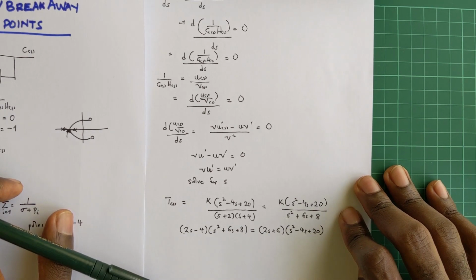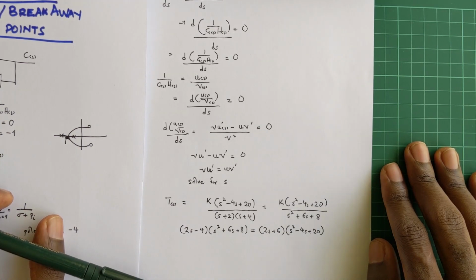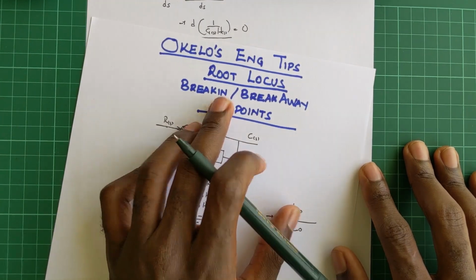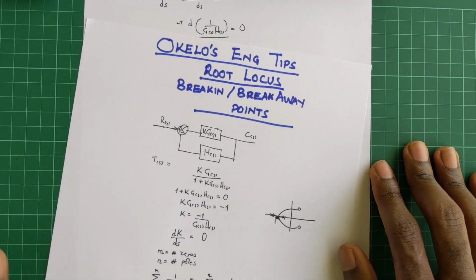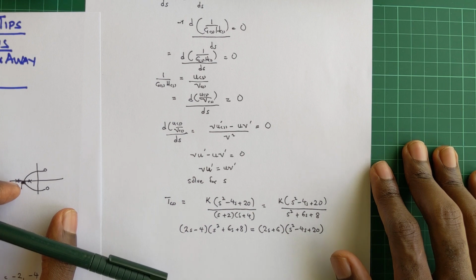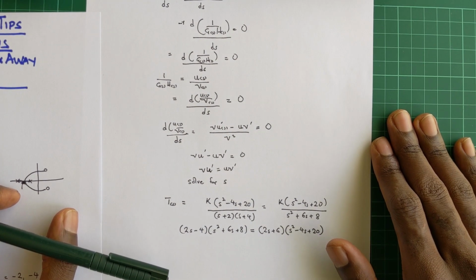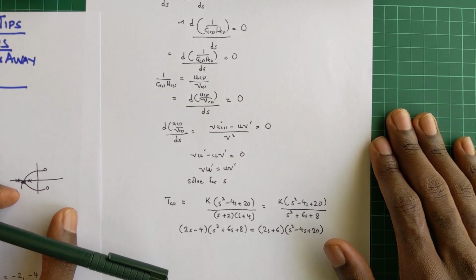And that is the end of my tip for today. This is the tip for break-in and breakaway points. So give it a try the next time you have to do a little bit of sketching of your root locus and find your break-in and breakaway points in a relatively faster and easier method. And I think it's also easy to remember.